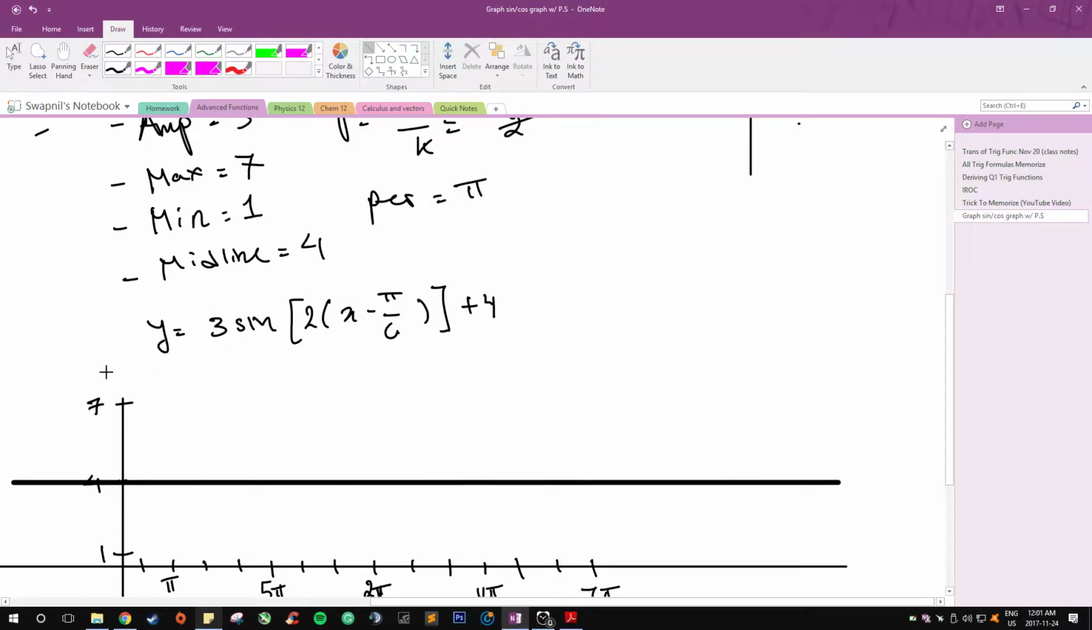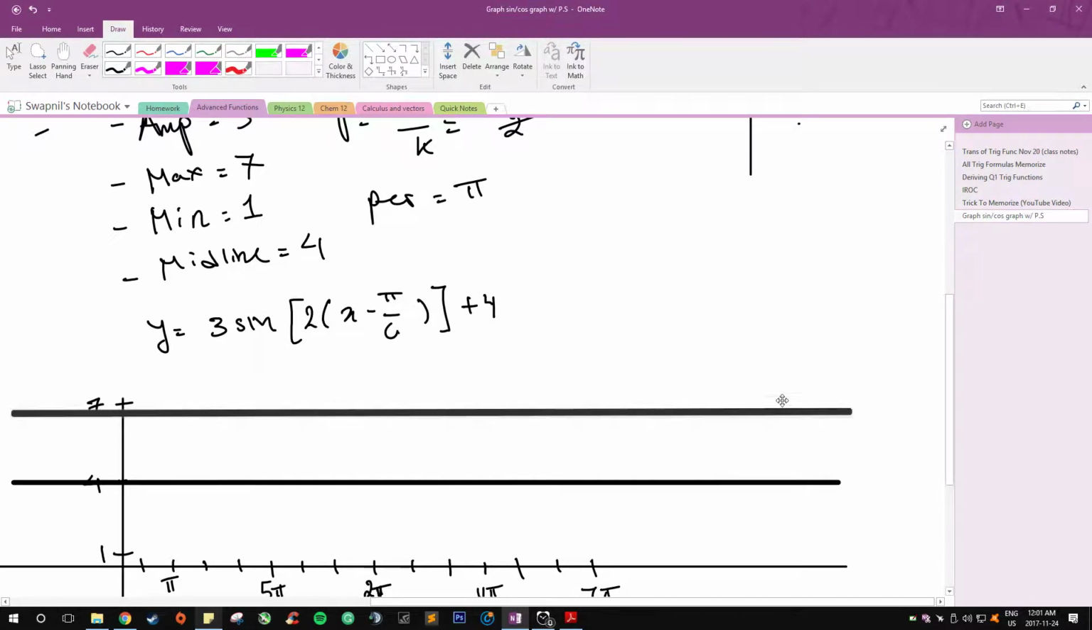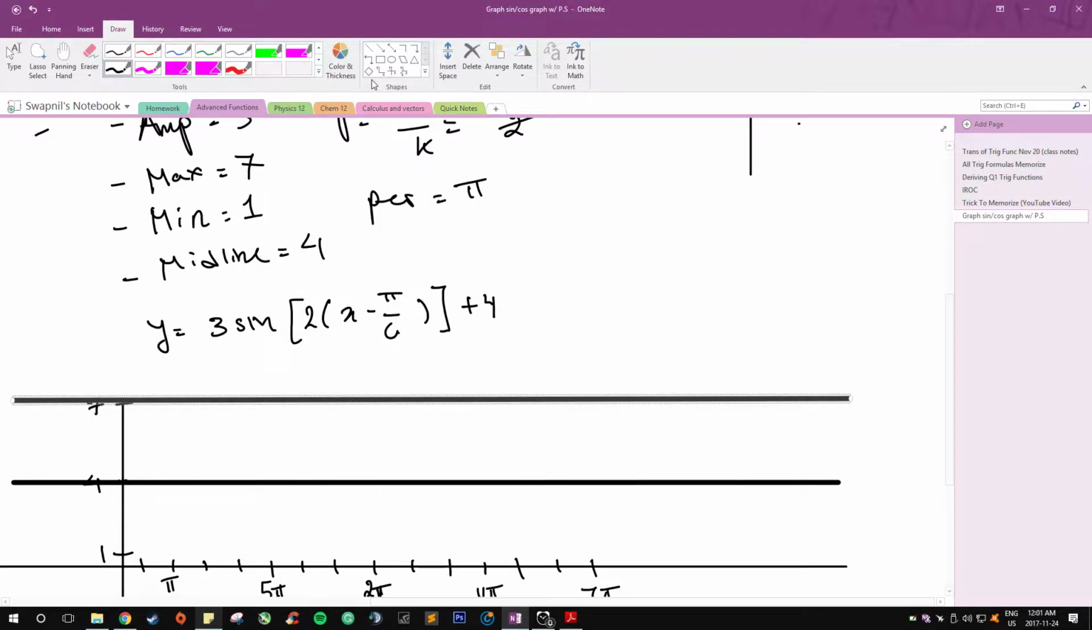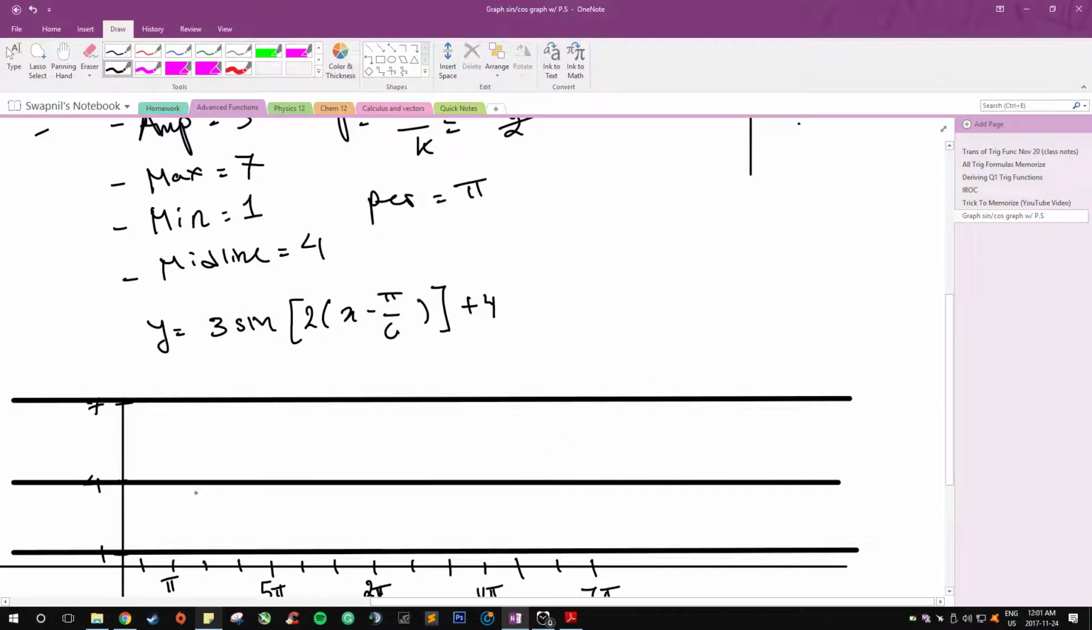Okay, that's a fat line. That's annoying. Alright, let me see if I could. Okay, whatever. You get the point. I'm just marking where our max, min, and mid points are. Let me use red for the graph.